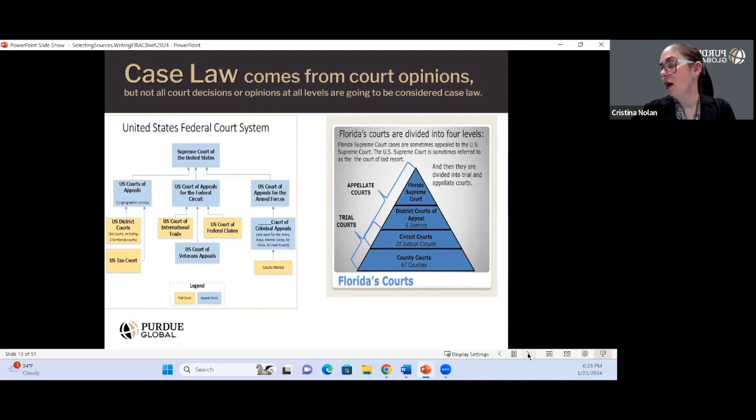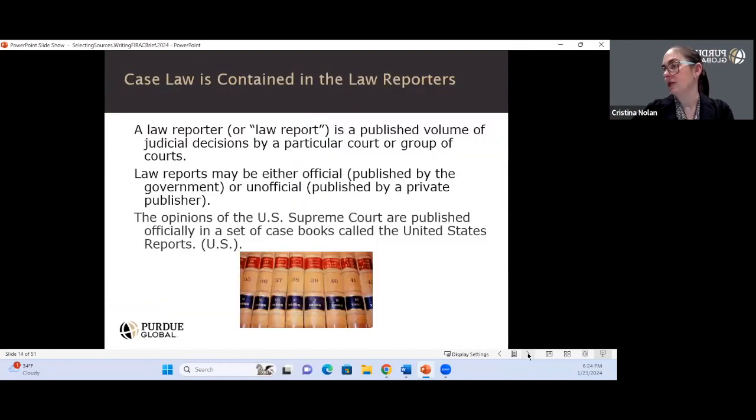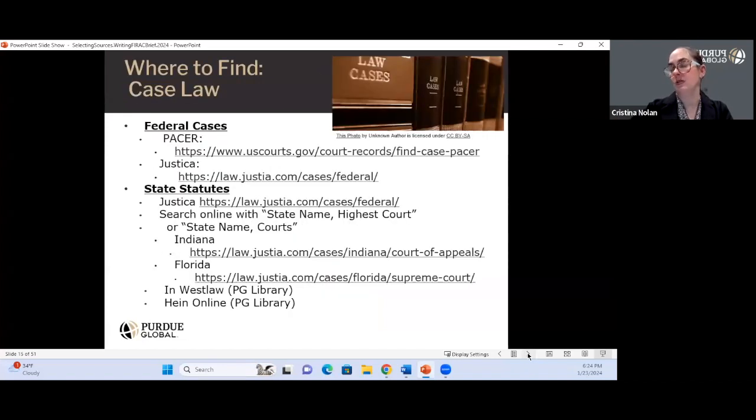Okay, so the ones on the bottom are the trial courts in that pyramid, and the top are the appellate courts. So case law is contained in the law reporters. A law reporter is a published volume of judicial decisions by a particular court. The law reporter may be either official or unofficial, so just know what you're looking at when you're doing research. The opinions of the U.S. Supreme Court are published in a set of case books called the U.S. Reports. So where to find case law?